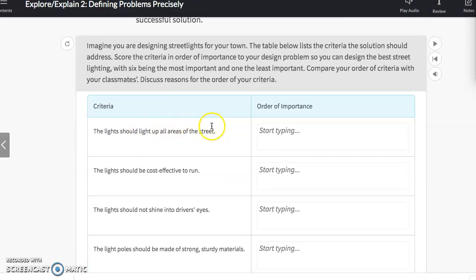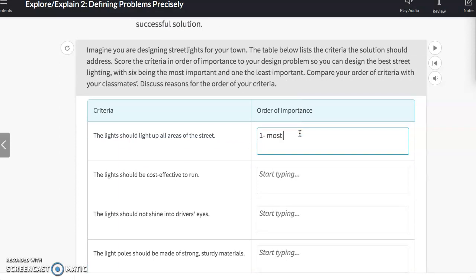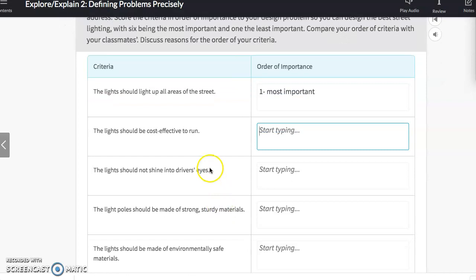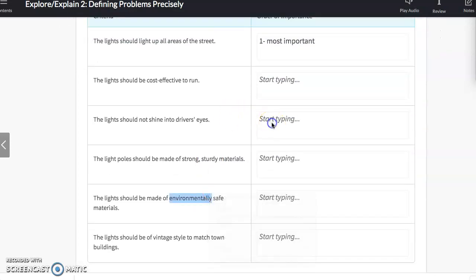The lights should light up all areas of the street. That is the most important. Okay, if we're scoring it, let's see. We'll have it be number 1, most important. Cost effective, shining in eyes, sturdy. Okay, shining in eyes seems really important too. Next, most important.